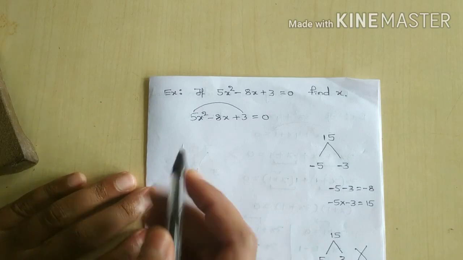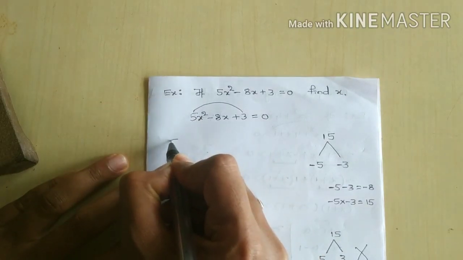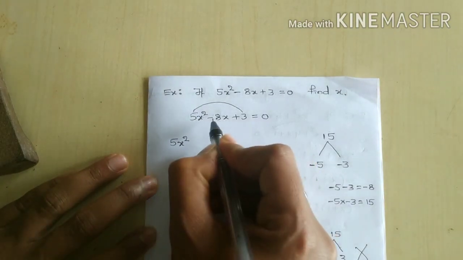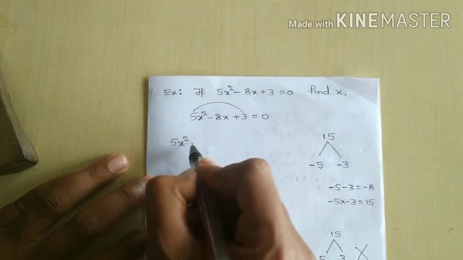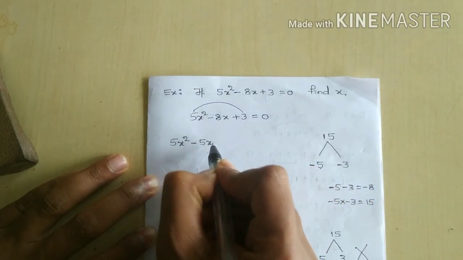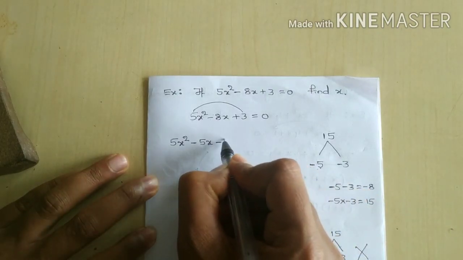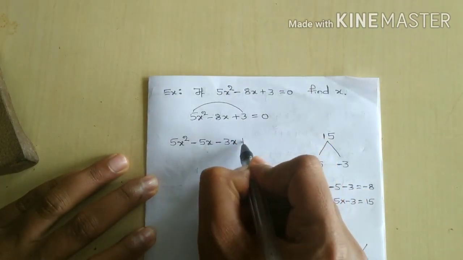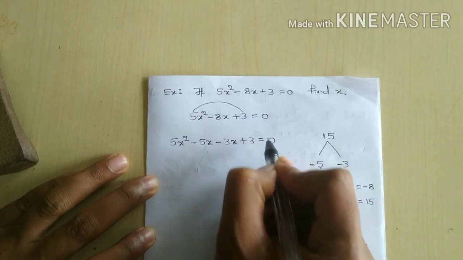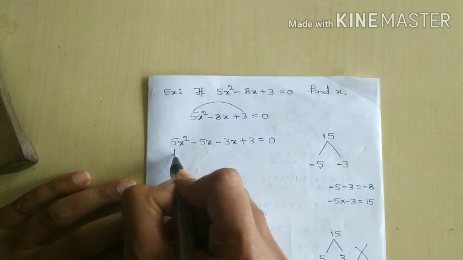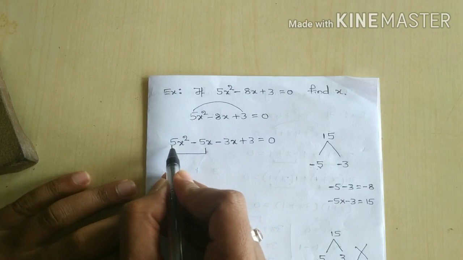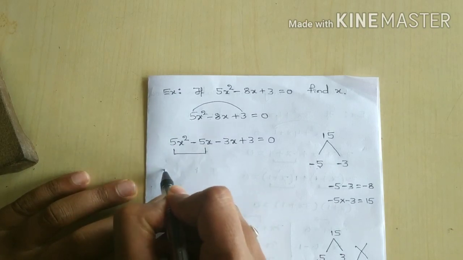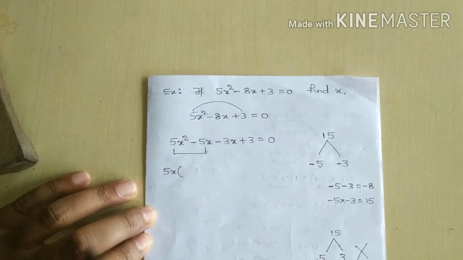Now replace. First 5x², keep it as it is. Instead of writing minus 8x, first you write minus 5x. Next minus 3x and plus 3, keep it as it is, equals 0. Next, in between the first two terms you can observe 5x here, 5x here also. So 5x I am going to take outside.